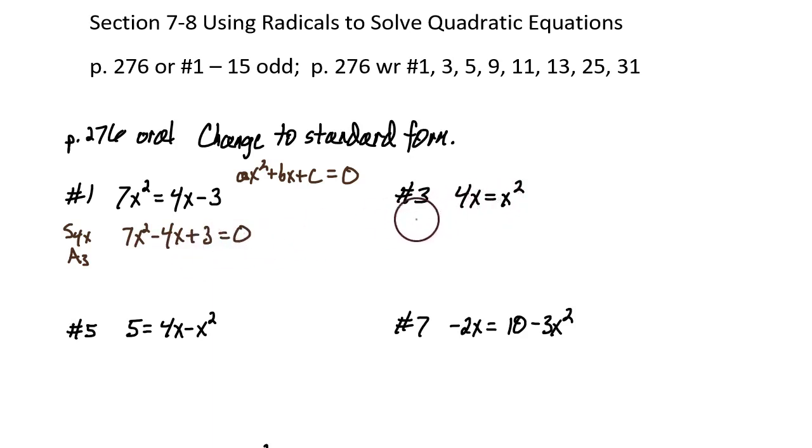For question number 3, we need to subtract the x squared, getting negative x squared plus 4x equals 0. But one of the requirements of standard form is that the value of a, the value of the leading coefficient, is positive. So now let's divide everything by -1. And here's standard form.